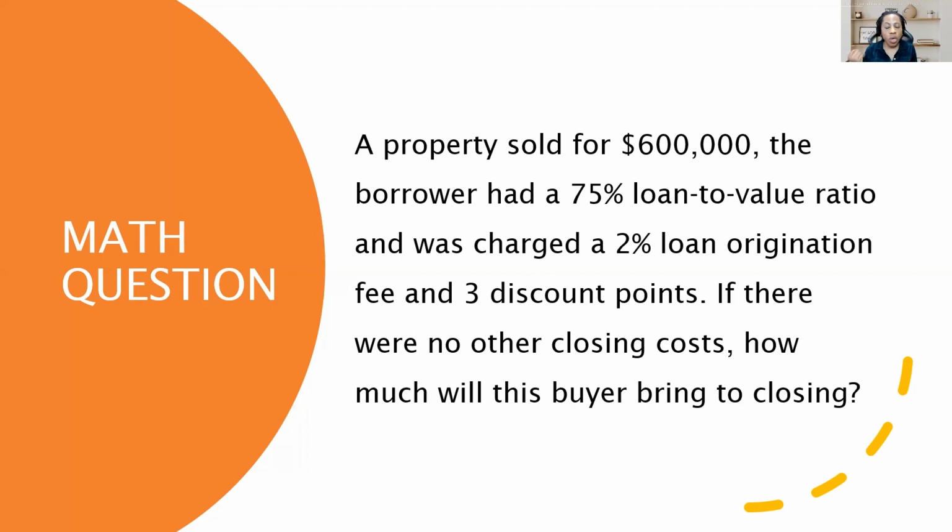So what do we have to work with? We have the property price, what it's sold for. We have their loan to value ratio. So how much of the value of the property did they get as a loan? They got 75% of the value as a loan. That's your loan to value ratio, meaning they put 25% down and got a loan of 75% of the property's value. What were they charged? A 2% loan origination fee and 3 discount points. In your studying, you've probably come across these two terms in your financing chapter: loan origination fee and discount points.